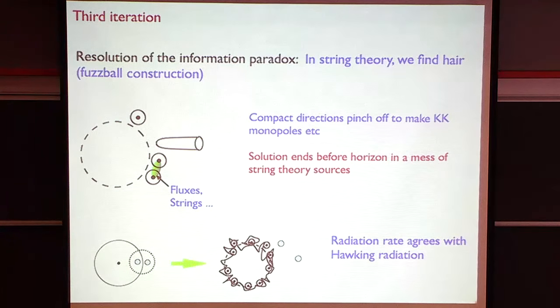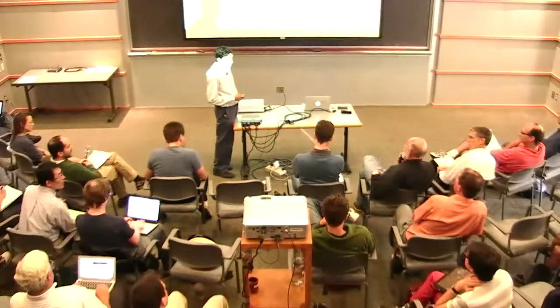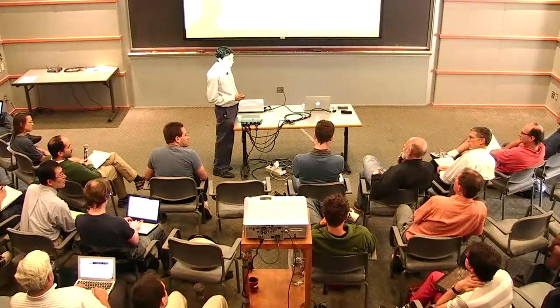Juan has suggested to me that whenever I try to understand fuzzballs, I just get rid of the word fuzzball and just use microstates of the black hole. You can do that. Yes. Good. Okay.